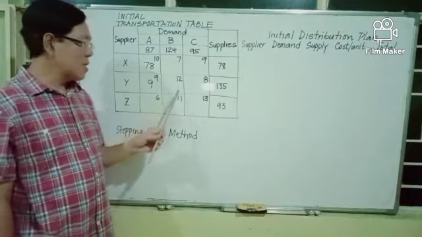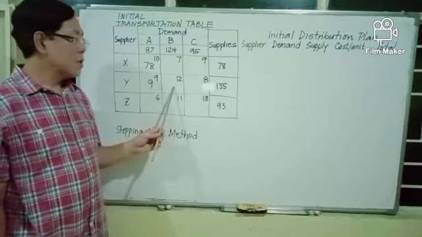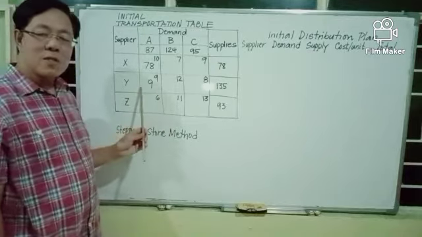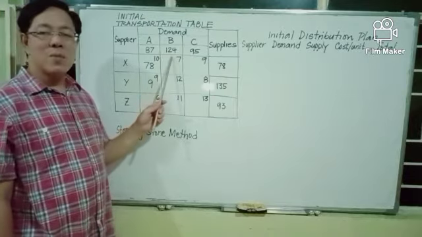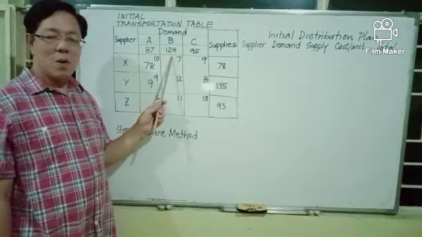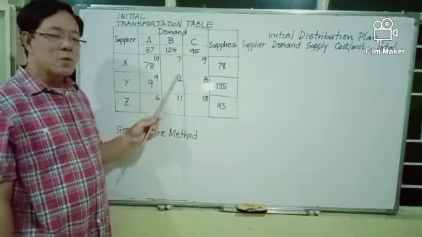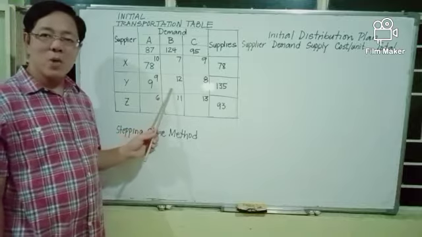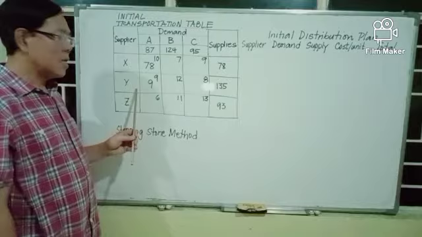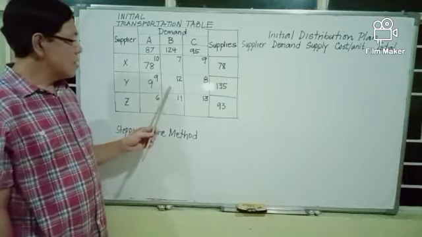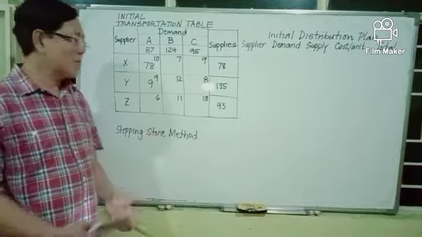Thus, you will not give all the remaining 126 units in supplier Y to customer B, because customer B only requires 124 units. So what you will do, you take only 124 from the remaining 126 in supplier Y. You write in this cell 124 units.